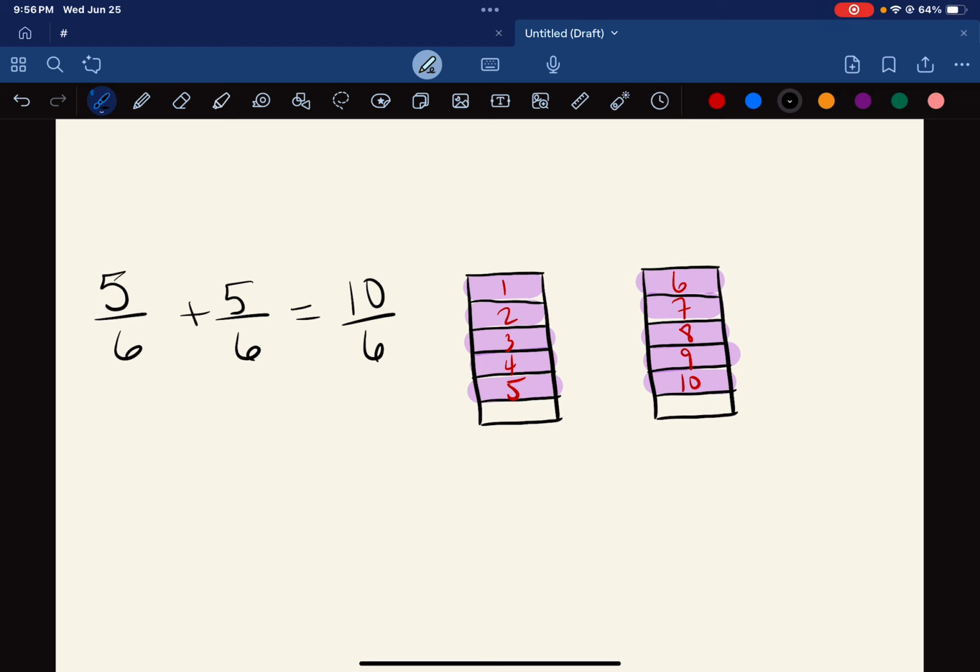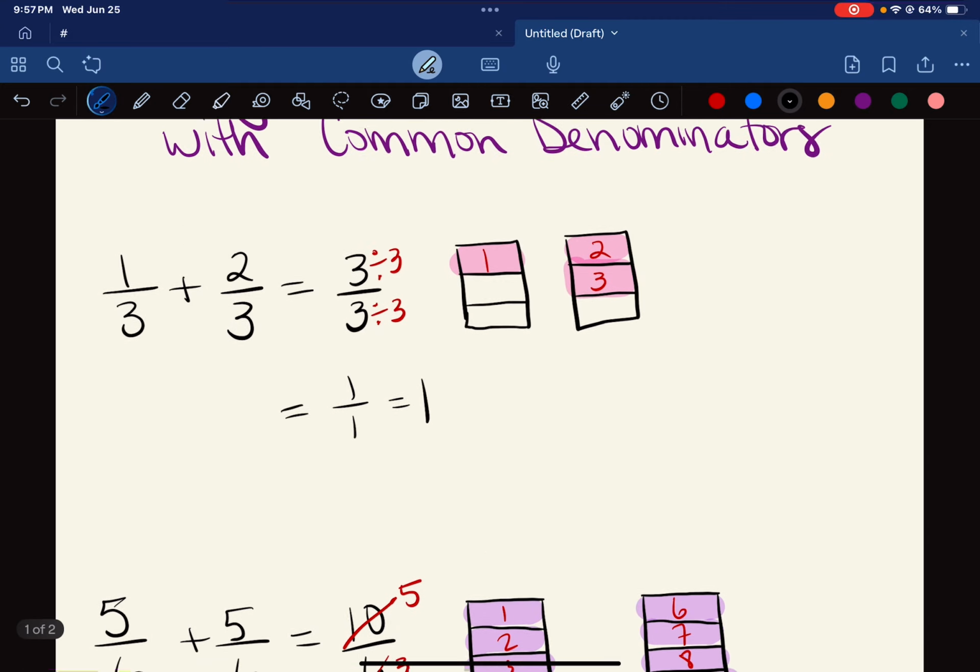10 divided by 6 does not go evenly, but 10 and 6 are both divisible by the number 2. So if I divide the number 10 by 2, I end up with a 5. If I divide the number 6 by 2, I end up with a number 3. So this, of course, is equivalent to 5 thirds. Now that's how you would do that with a picture, if you wanted to do that geometrically.